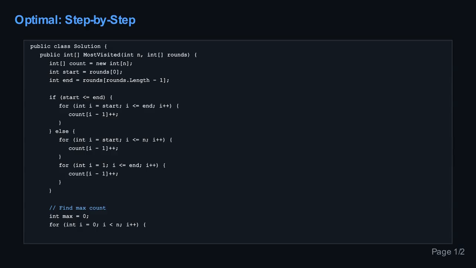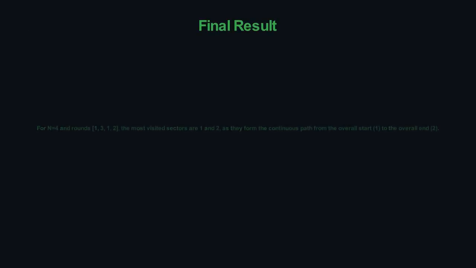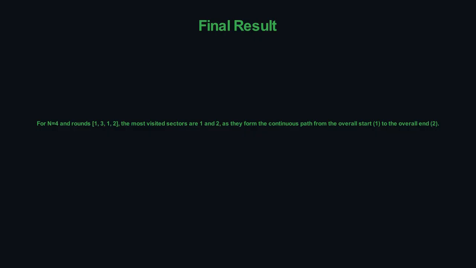We then identify the maximum count, which is 1. Both sectors 1 and 2 have this maximum count. Therefore, our result will be [1, 2]. For our example, with n equals 4 and rounds [1, 3, 1, 2], the most visited sectors are 1 and 2. This is correct because the continuous path from the overall start, 1, to the overall end, 2, includes exactly these two sectors.